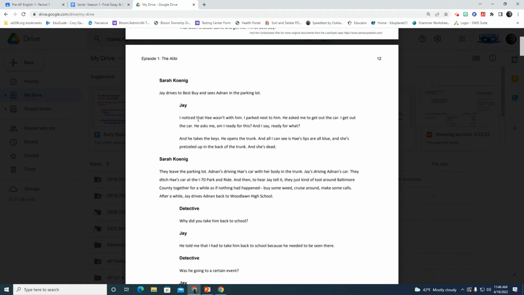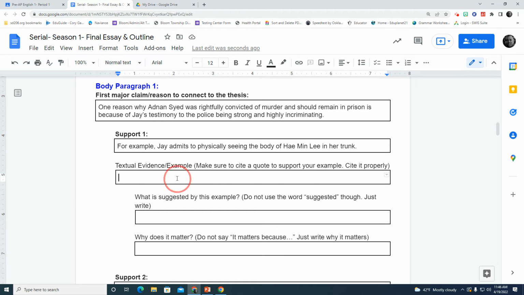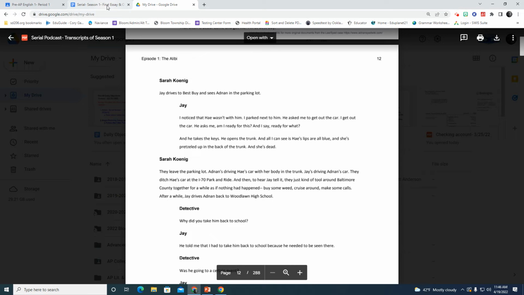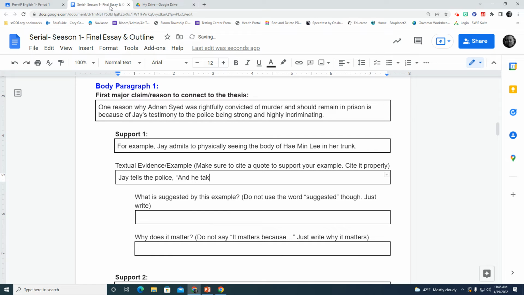Right? Now, this is a lot to write for textual evidence, so I'm only going to use the part that I need. So I'm just going to use this second part, right? So I'm going to come back here to this document, and I'm going to write, Jay tells the police, because I want some kind of introduction to my evidence. I'm going to go back here and just kind of read it. And he takes the keys, period.